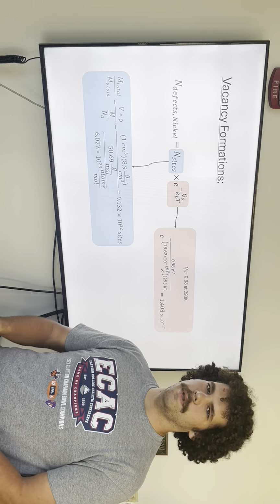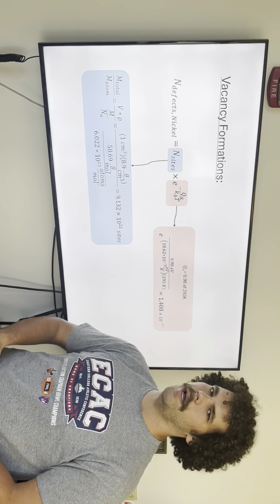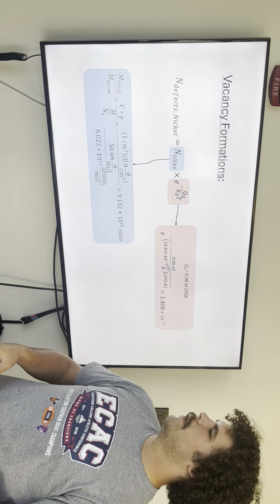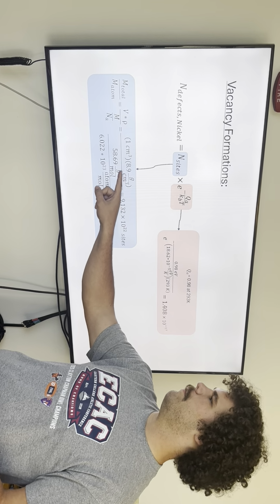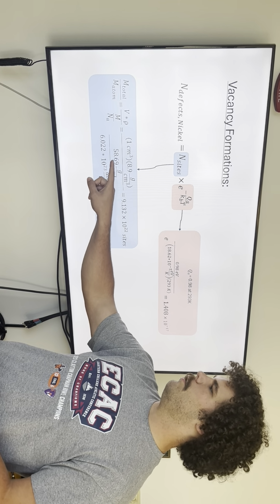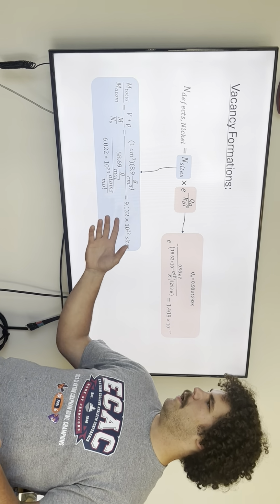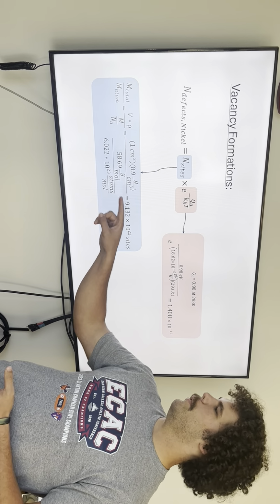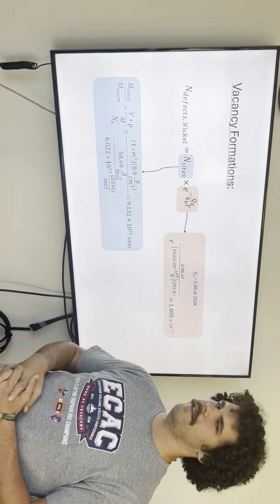So for nickel, we just take the sort of same approach. We're going to calculate the number of sites, multiply it by our pre-exponential factor. Once again, same approach, 1 cubic centimeter. We have a new density now of 8.9 grams per cubic centimeter, a new molar mass of 58.69 grams per mole, same Avogadro's number. When we calculate that out, it's going to be 9.132 times 10 to the 22 sites now.